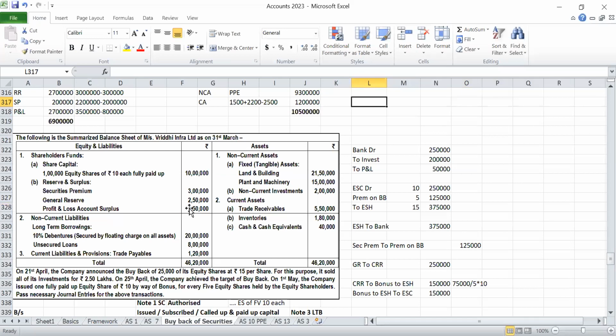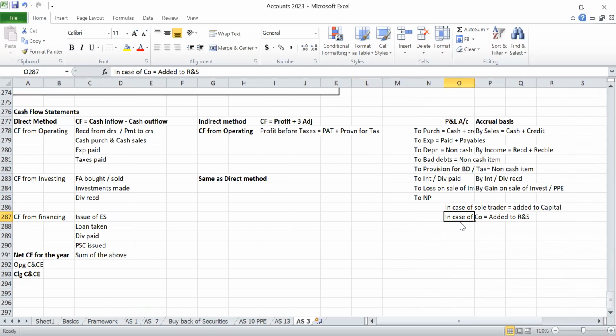So the profit and loss account is nothing but accumulated profit. Every year's profit we are adding. Instead of adding to capital, we are showing it under a separate head, profit and loss appropriation account or profit and loss account surplus. In case of a company, as per Schedule 3, we will prepare this. Anyway, this net profit will be added to reserves and surplus or capital.